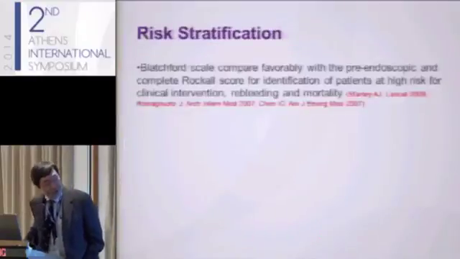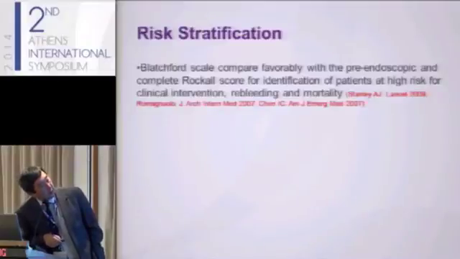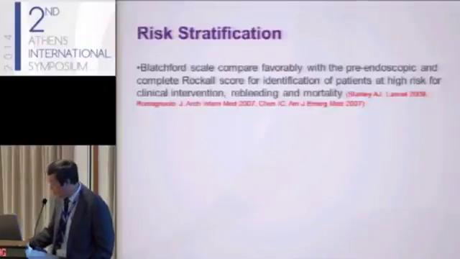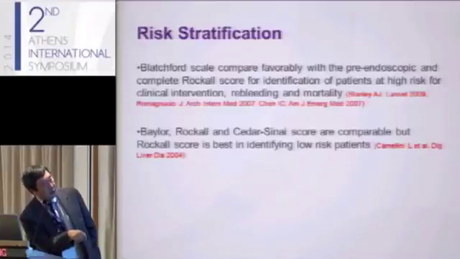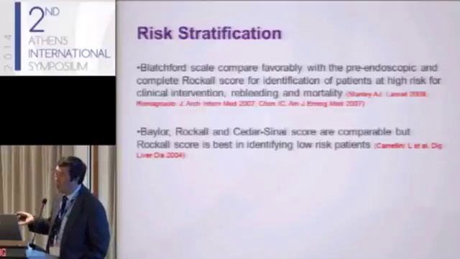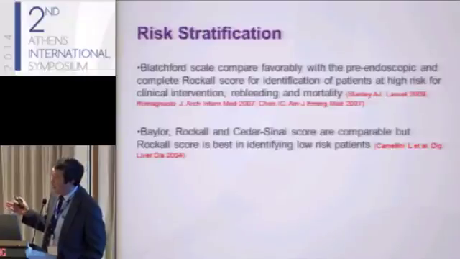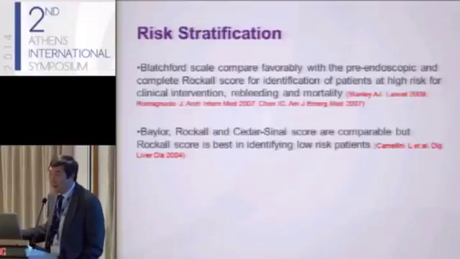So risk stratification is important, and the Blatchford score compares favorably with the pre-endoscopic Rockall score in identifying high-risk patients for rebleeding or mortality. The Baylor and the Cedars-Sinai and the Rockall score also are useful in finding the low-risk patient. Now, why do we need to find the low-risk patient? If you can identify that this is likely to be a low-risk patient, they might not need to go to hospital. Or even when they come to the ER, they can be discharged home.